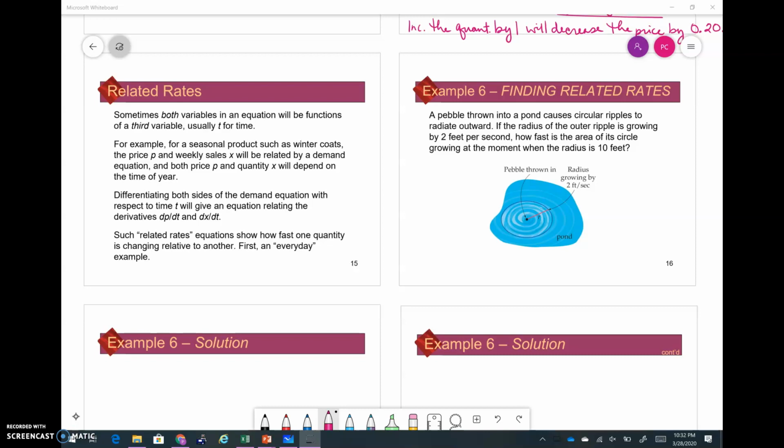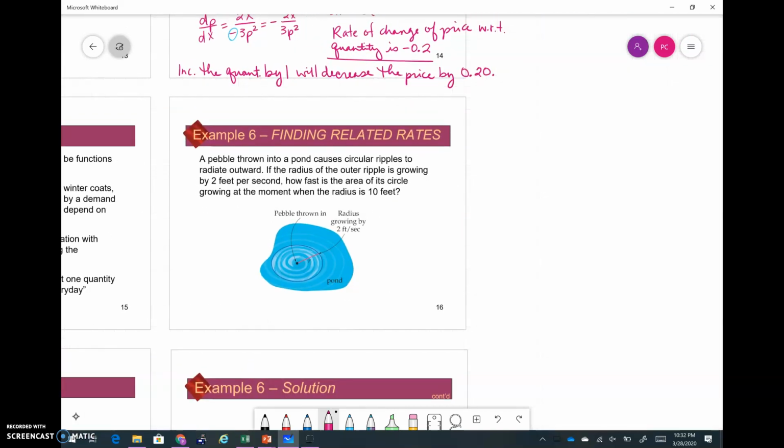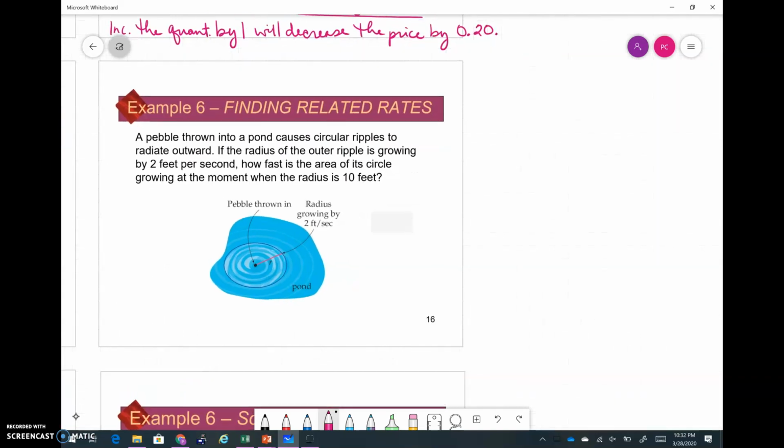Okay? And before we jump into some other examples, let's start with an everyday example. So look at example 6. It says a pebble thrown into a pond causes circular ripples to radiate outward. If the radius of the outer ripples is growing by 2 feet per second, how fast is the area of its circle growing at the moment when the radius is 10 feet? So we want to know how fast is the area growing.